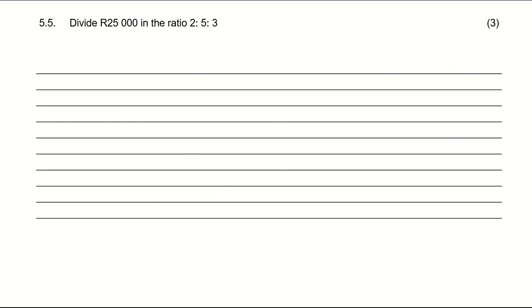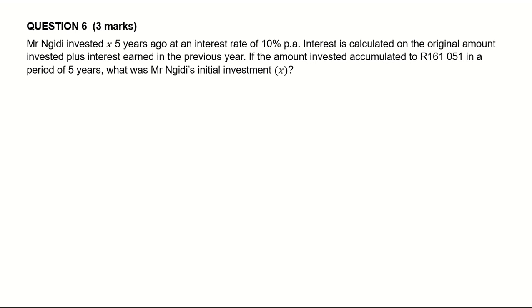Okay, now here it wants us to divide 25,000 in the ratio of 2:5:3. First of all, you will add the ratios all together to get the total, and the total ratio will be 10. So for the first part, you'll multiply by 2/10. For the second part, you'll multiply by 5/10. For the third part, you'll multiply by 3/10. So when we divide this, it will be 5,000 is to 12,500 is to 7,500. Okay, this was your problem solving.